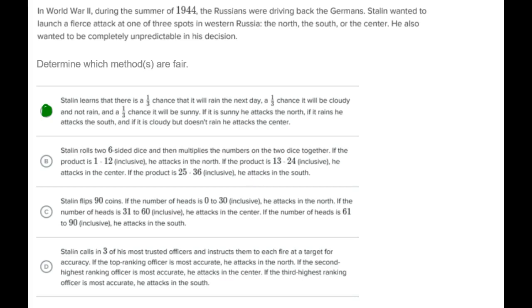Now to method D. Stalin calls in 3 of his most trusted officers and instructs them to each fire at a target for accuracy. If the top ranking officer is most accurate, he attacks the north. If the second highest ranking officer is most accurate, he attacks the center. If the third highest ranking officer is most accurate, he attacks the south. This method is going to turn out to not be fair as well because of the ability levels of each of his officers. They're not going to be able to shoot at a target with the same level of accuracy as the others. So one of them is going to be more accurate, so that outcome has a greater chance of occurring. So method D turns out to not be fair. The only method that would be fair in this case is method A.